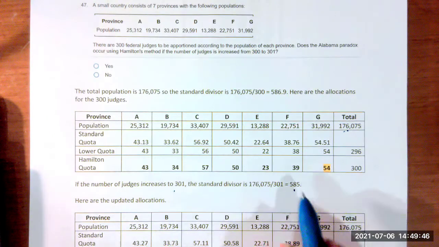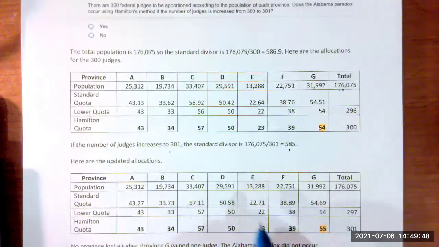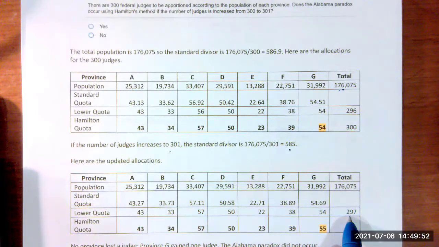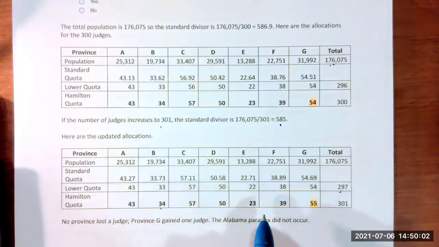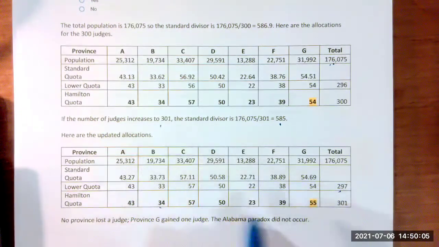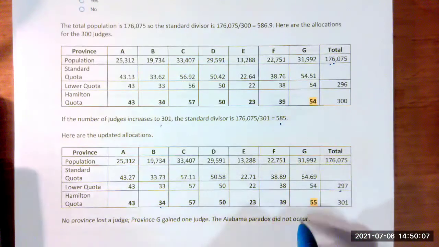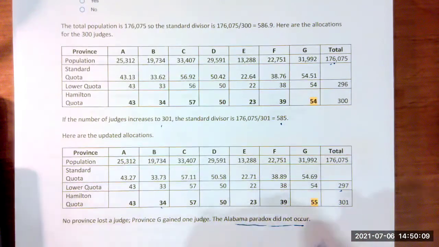It's now 585. Same steps down here. And when I did my lower quotas, I only added up to 297. So I had 4 more judges to allocate, and they went to B, E, F, and G. Now, did anybody lose a judge? Okay, none of these provinces lost anything. G gained a judge, so therefore the Alabama paradox did not occur.